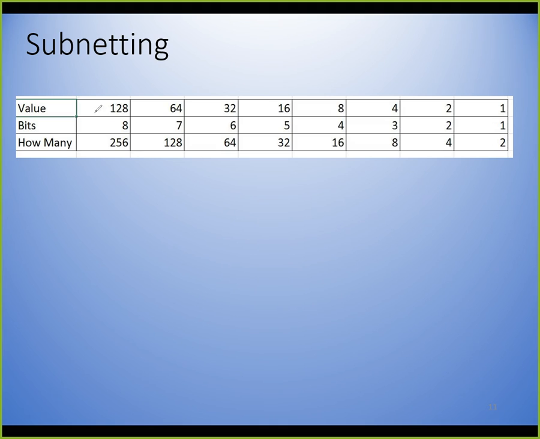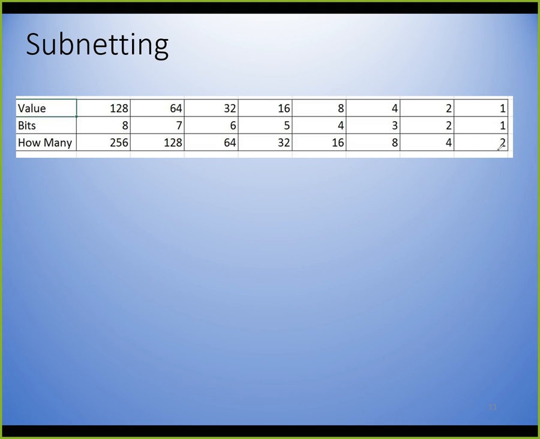what we have is our 8 bits that are in each of the octets. Bits 1, 2, 3, 4, 5, 6, 7, and 8. And then we have the value or the placeholder. And I said how many, and this is how many if we add up all of these things.